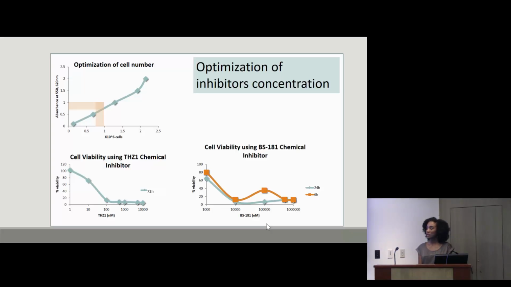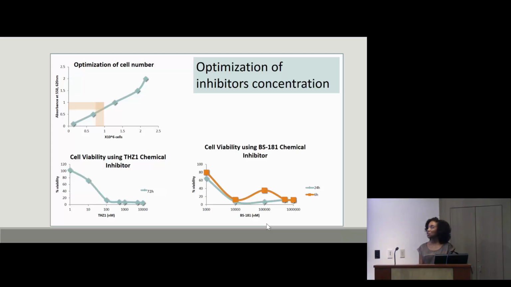So we ended up using 0.75 million cells, and from there we saw that for the cell viability using the THZ1 chemical inhibitor, the cells died after 100 nanomolar of THZ1. So the range of 1 to 100 nanomolar is what we'll be using later. And then for the BS-181 chemical inhibitor, we saw that the concentration needed without killing the cells was between 1,000 and 10,000 nanomolar.